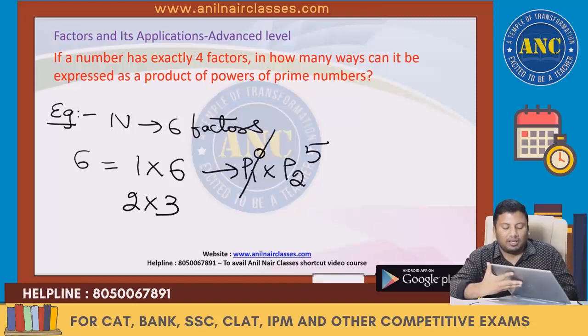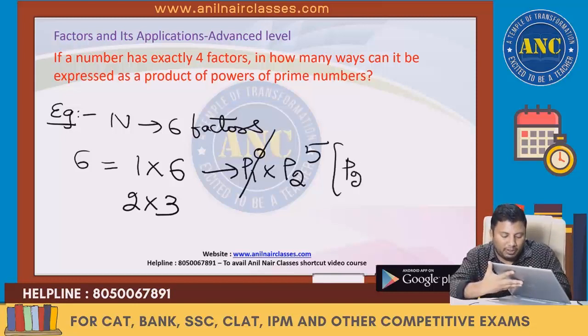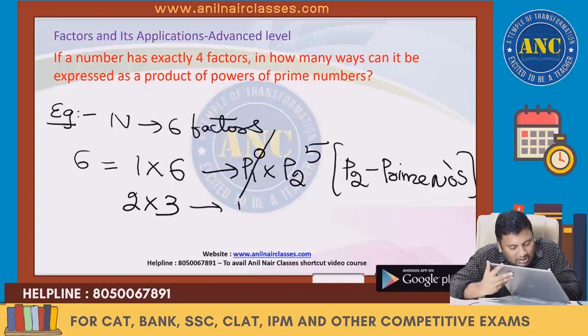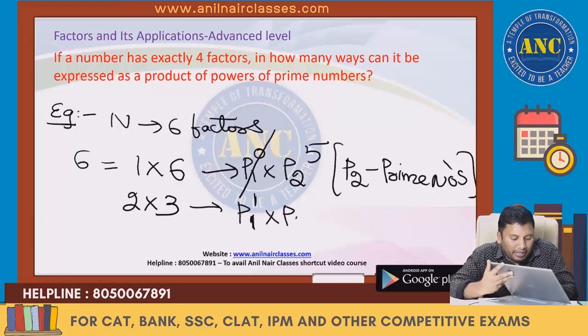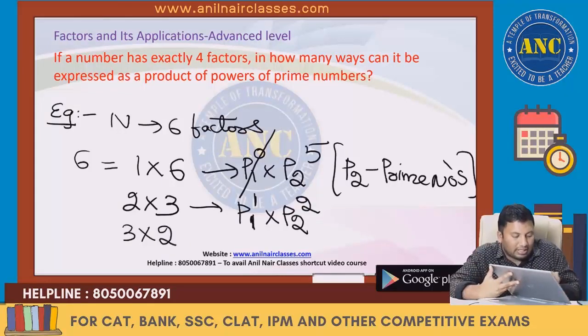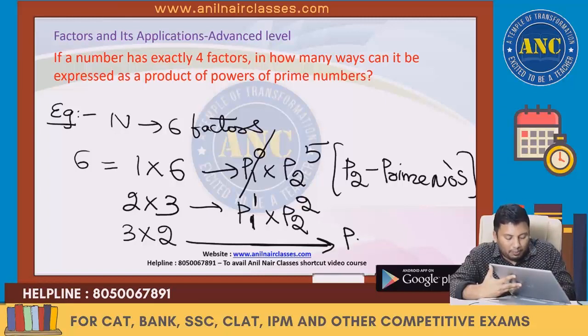These anyway are 1. What is P2? P2 or P1, they are all prime numbers. 2 into 3 is nothing but P1 power 1 into P2 power 3. 2. Am I right? P1 power 1 into P2 power 2. In ordered pair, I can also write it as 3 into 2. This can also be P1 power 2 into P2 power 1.